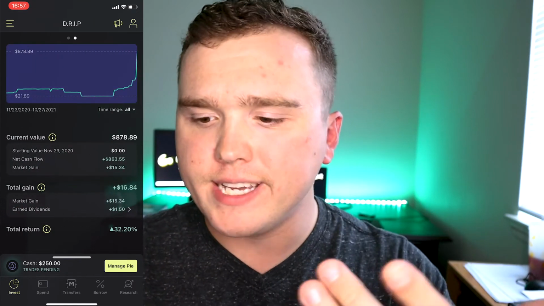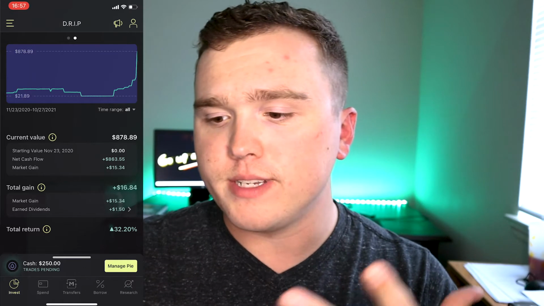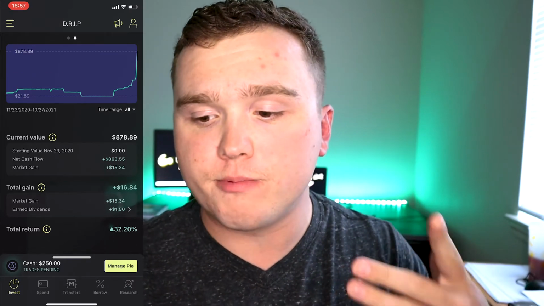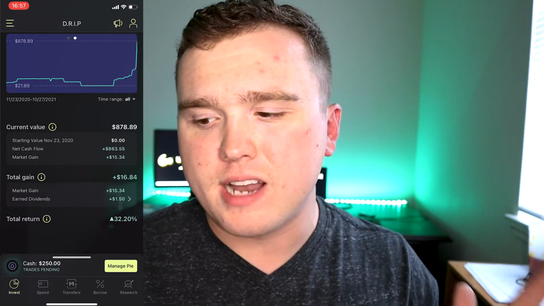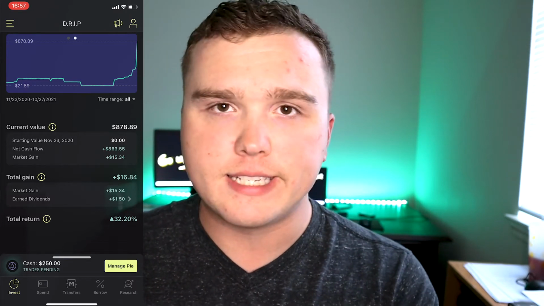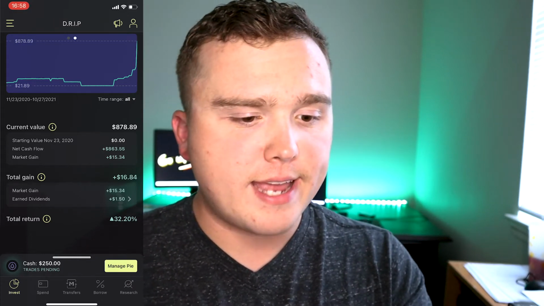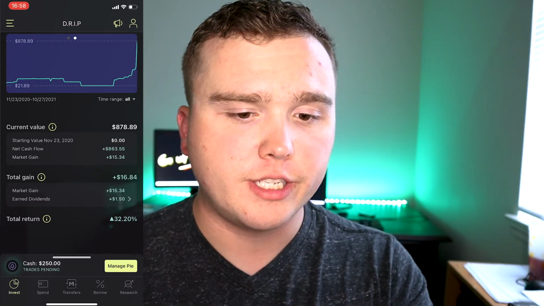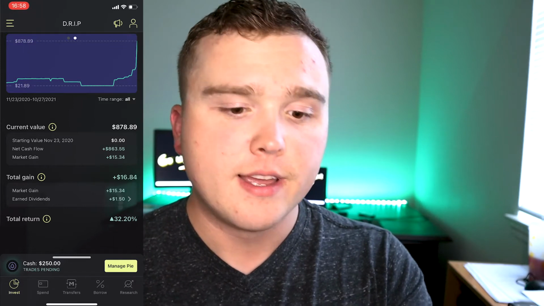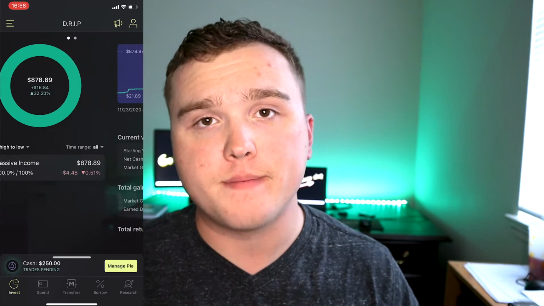And if you scroll to the left, it gives you kind of a more detailed version of everything. So it tells you your total gains, your returns. Right now I'm looking at about a 32% return in the entirety of my portfolio, which is super exciting considering I just started about a month ago. You can see the market gain, the net cash flow, which is essentially just your contributions, whatever. The total gain, which is your market gain as well as dividends. Yeah, that's about it for that.